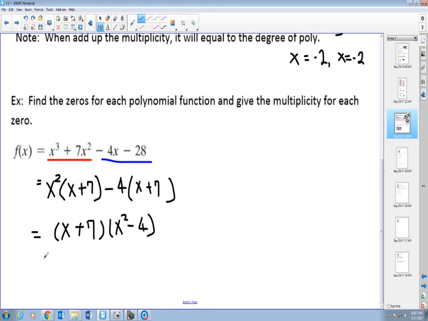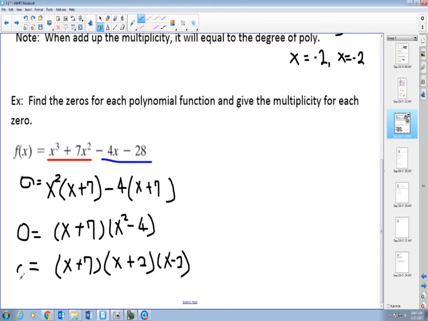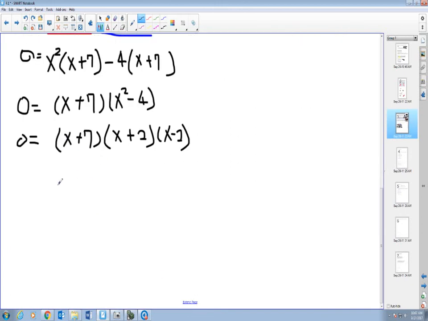And x squared minus 4 can be factored again. That will give me x plus 7 times x plus 2 times x minus 2. Alright, I'm supposed to set my y equal to 0, because when we're trying to find the zero of a function, what is 0? The y is 0. So let me add in my y equal to 0 here. Set each factor equal to 0. So x is equal to negative 7, x is equal to negative 2, and the other zero, x equal to positive 2. So what would the graph be doing at these 3 zeros or x-intercepts?